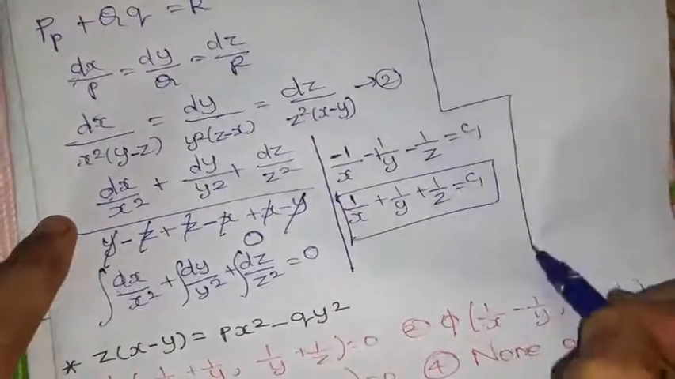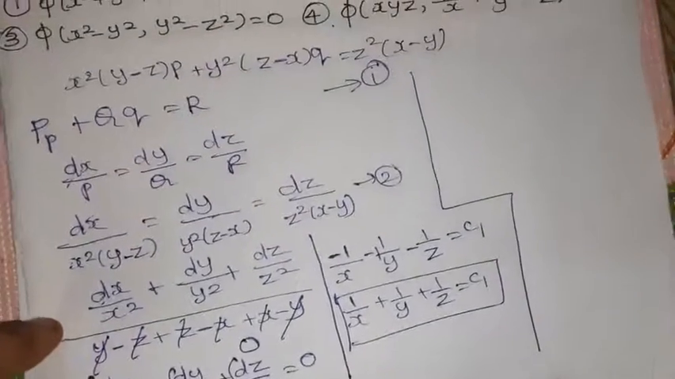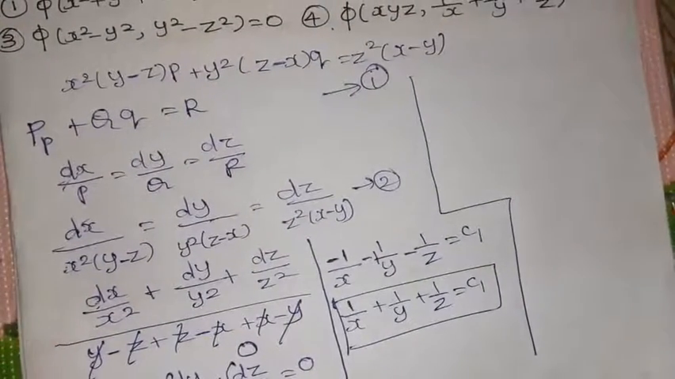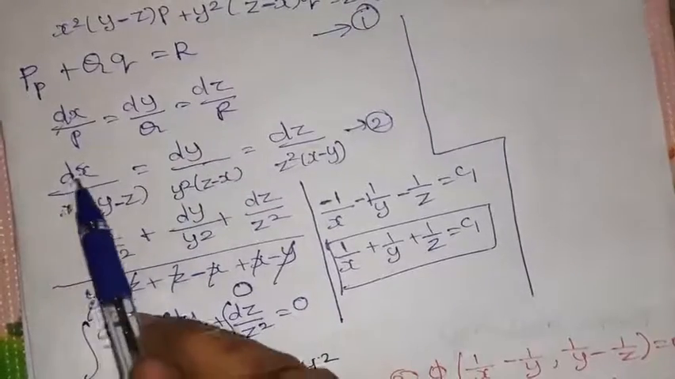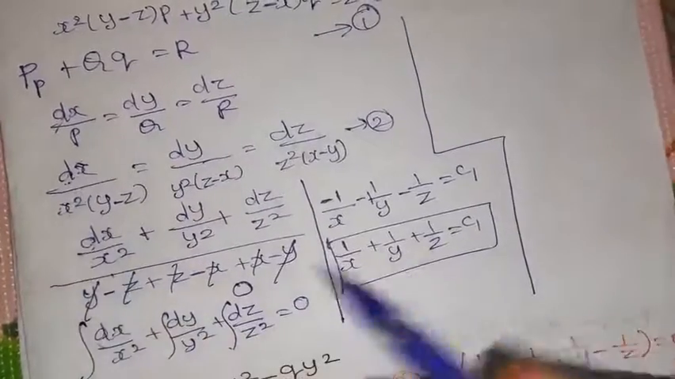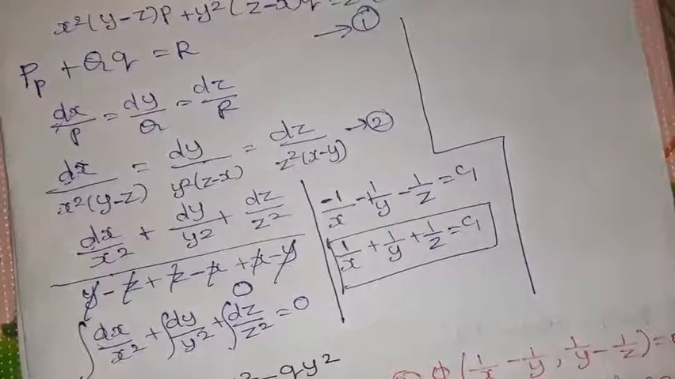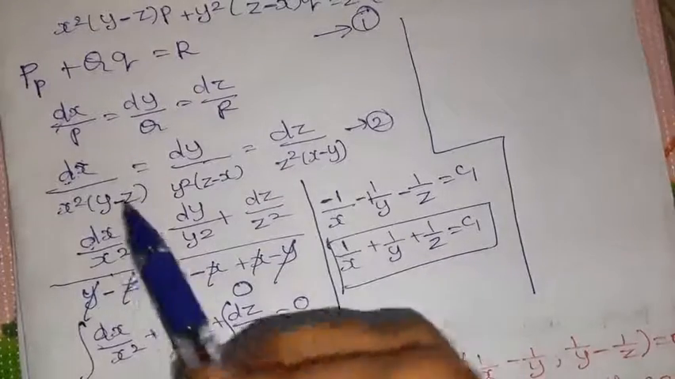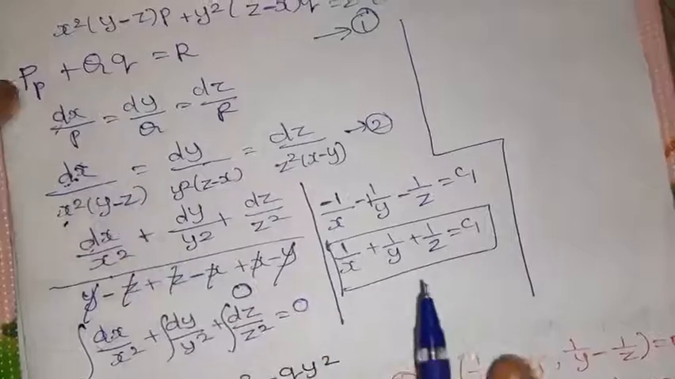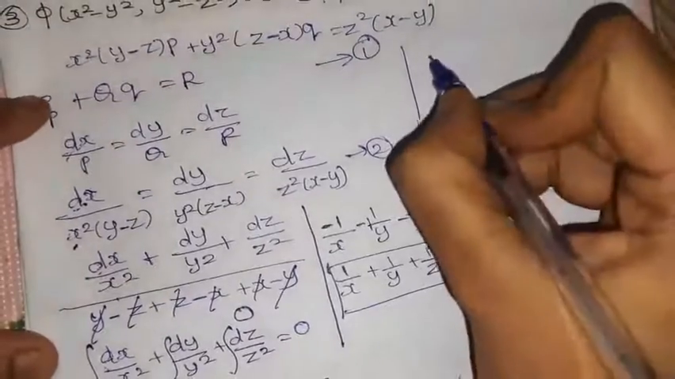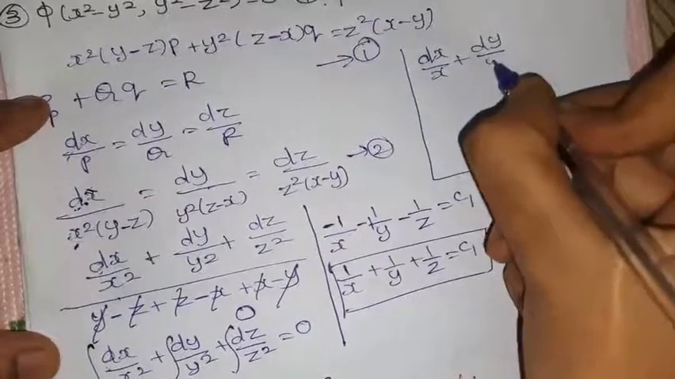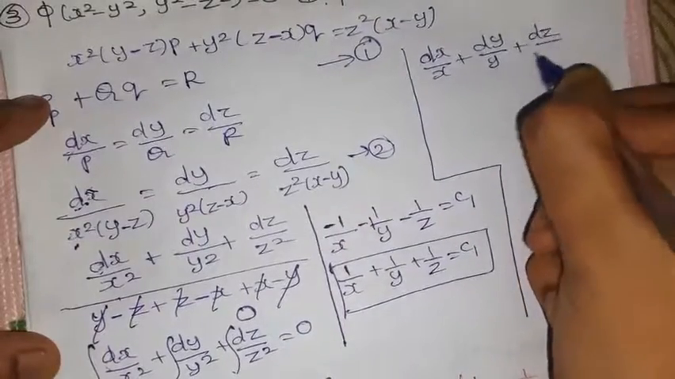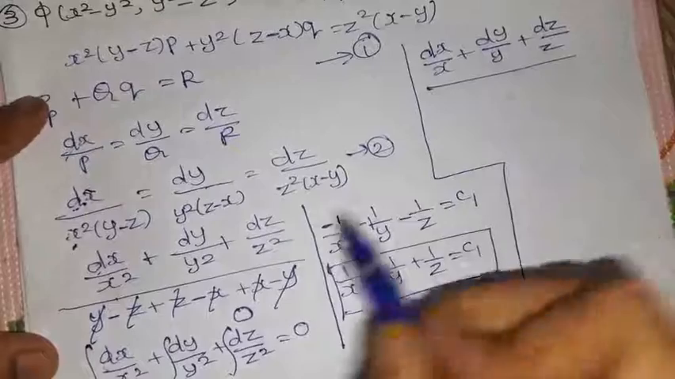Then how can we find the next one? We took dx by x squared. Now we need to cancel differently. We have to think logically to find the solution. Let us take dx by x alone. What will we get in this equation? dx by x plus dy by y plus dz by z. We need to eliminate the denominator terms.